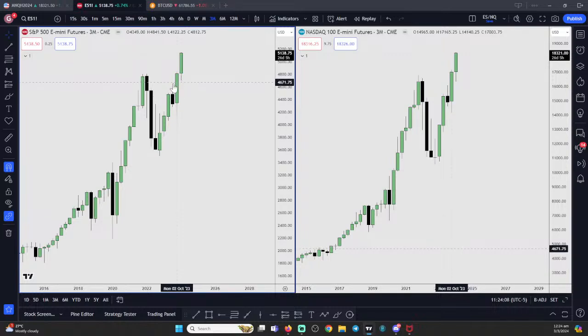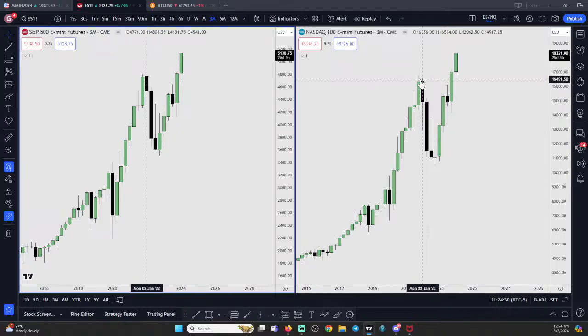Okay, so why this fair value gap here is because this candle here took out the previous all-time highs, and then it has left a fair value gap. More often than not, this fair value gap gets filled.